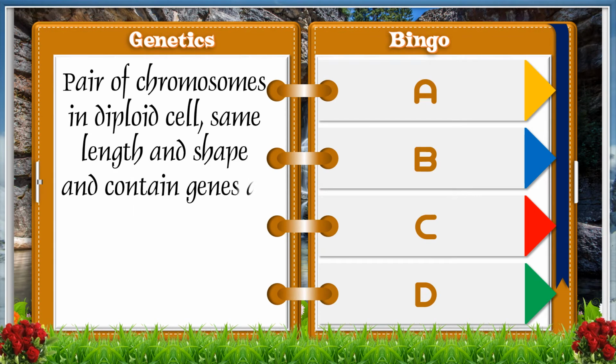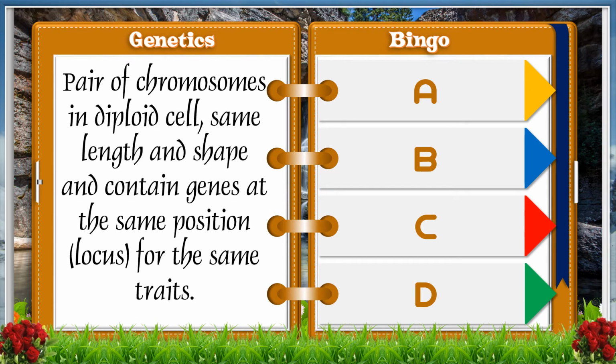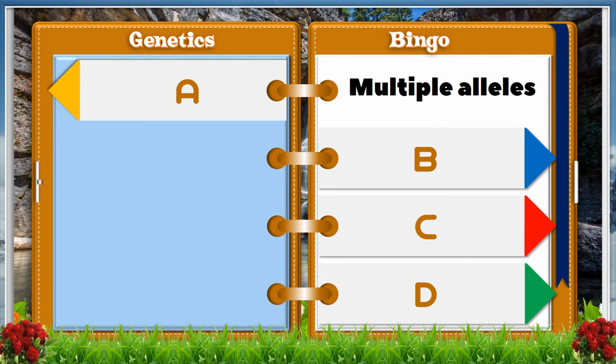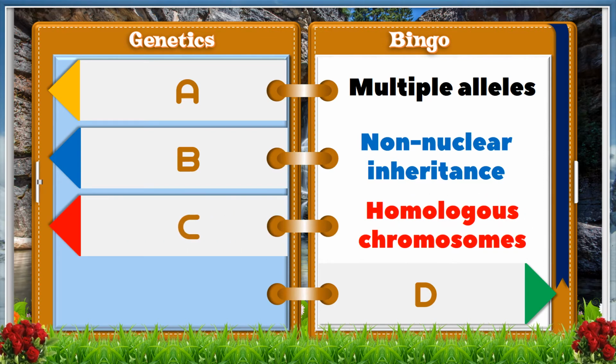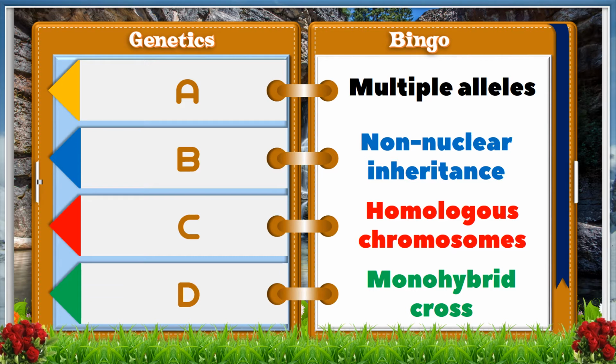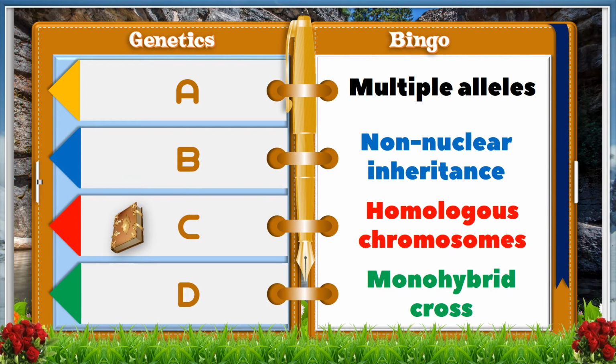Pair of chromosomes in diploid cell, same length and shape, and contain genes at the same position for the same trait. A. Multiple alleles. B. Non-nuclear inheritance. C. Homologous chromosomes. D. Monohybrid cross. And the answer is C. Homologous chromosomes.